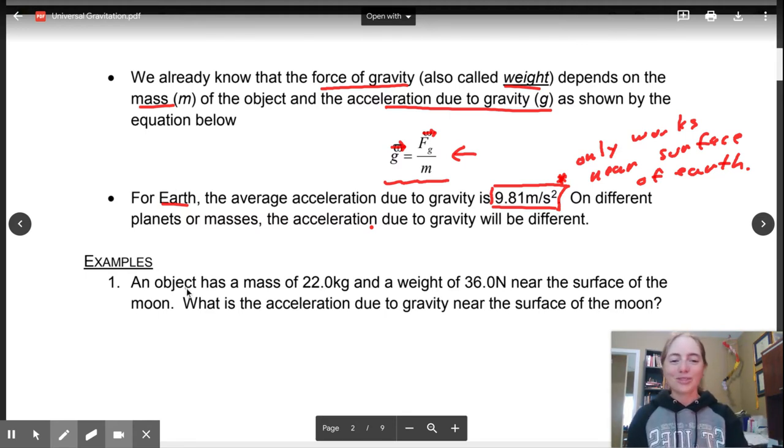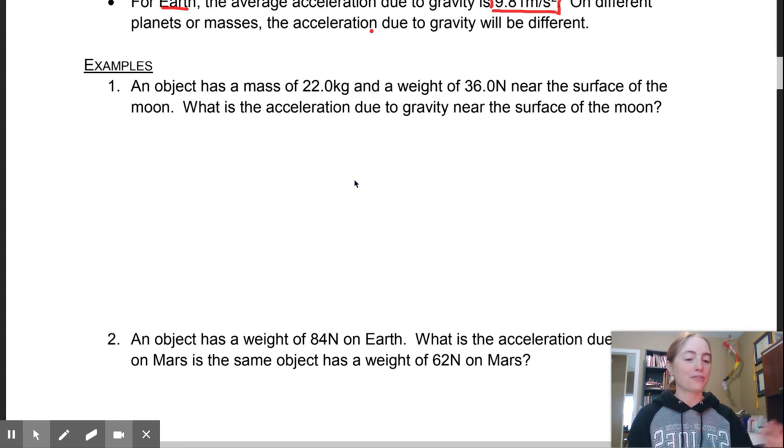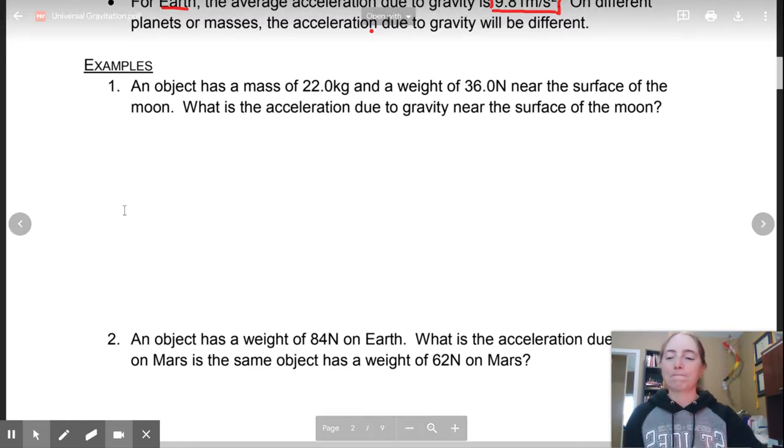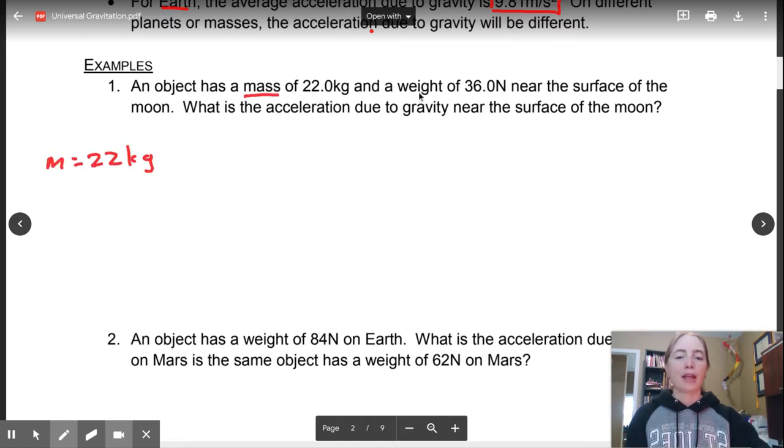We'll start out with a couple of questions using g equals Fg over m, or Fg equals mg, in a couple of different ways. An object has a mass of 22 kilograms and a weight of 36 newtons. Remember, the second you see weight, it means Fg.